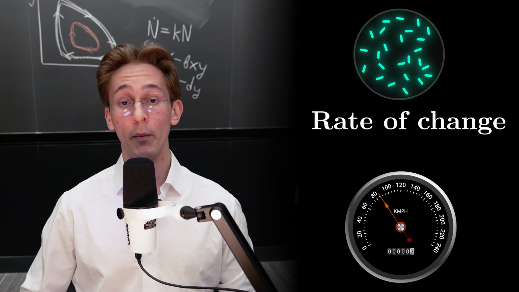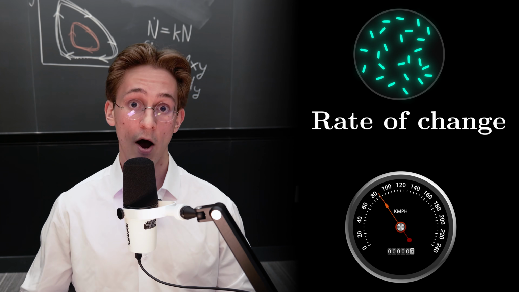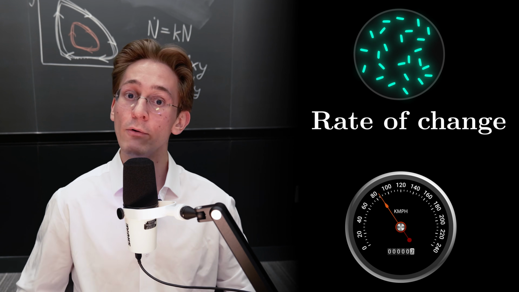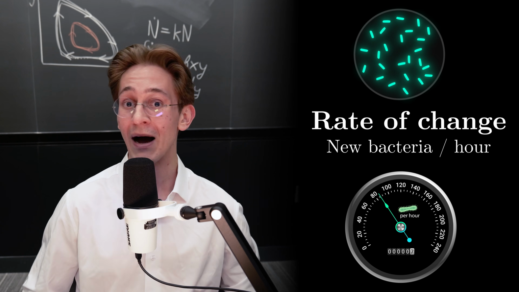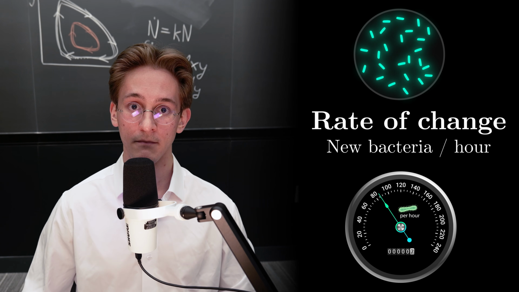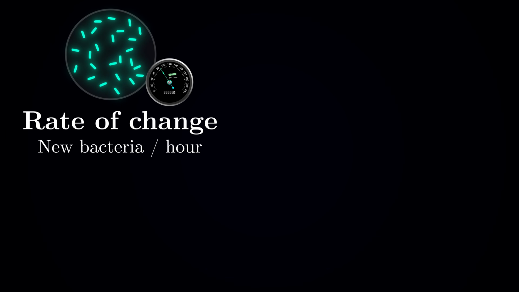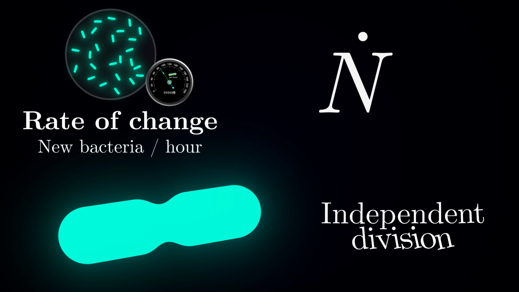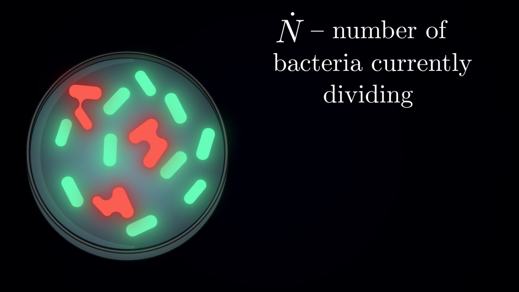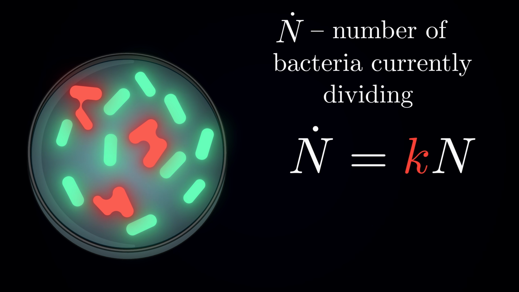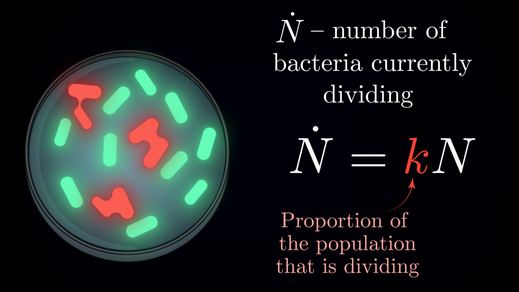Just like a car speedometer shows kilometers per hour, how fast you're moving, our bacterial speedometer will show how fast the population is growing in terms of bacteria per unit time. We can denote this rate of growth with a little dot above n like this. In our petri dish, each bacterium divides independently. That means that at any given moment, the rate with which new bacteria are appearing is proportional to the number of bacteria already there. We can write this as an equation.